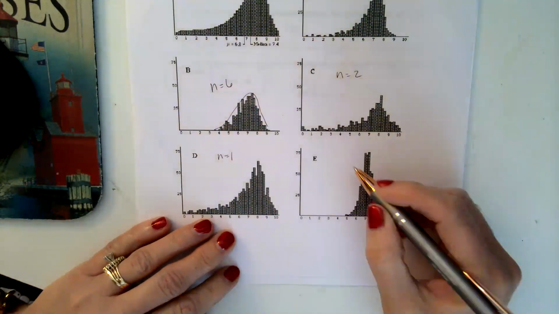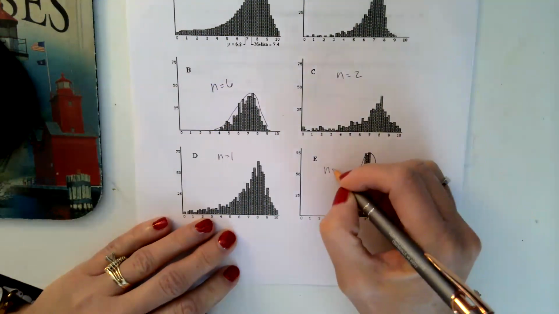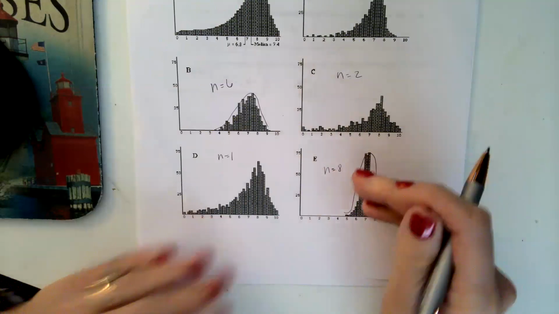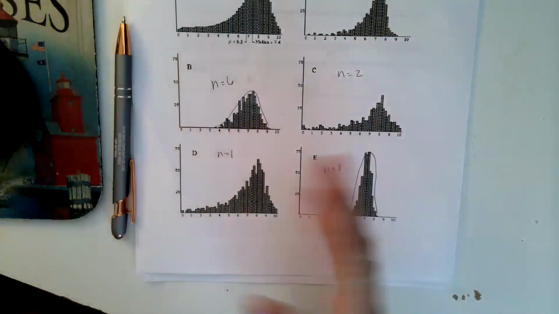And then our last one, letter E, is our one that is the bigger sample size. And these are still fairly small sample sizes. So if you took like samples of size 30, then you're definitely going to start to look like a normal curve.